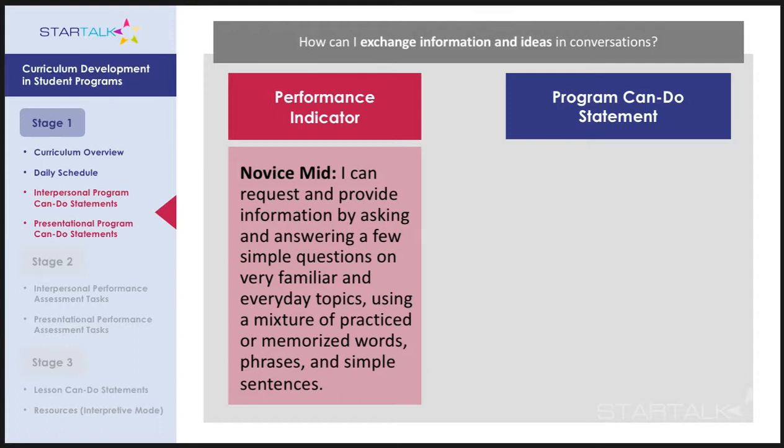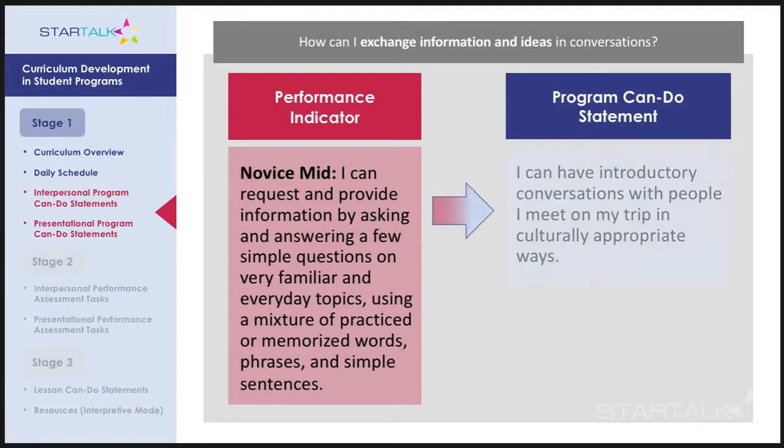They can request and provide information by asking and answering a few simple questions with everyday topics, and then you have an indication of how well, using a mixture of practiced, memorized words, phrases, and simple sentences. With that information in place, the indication of the generic what and the specific how well, programs must go to the next step of identifying a very specific program can-do statement indicating how this will happen in their specific program.